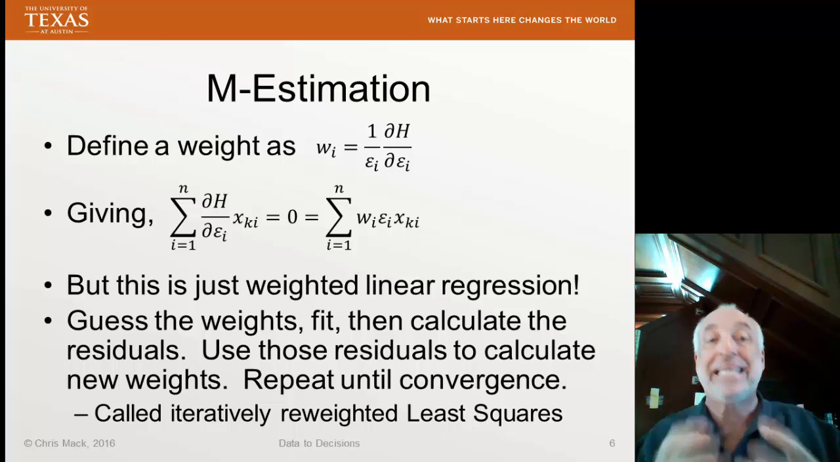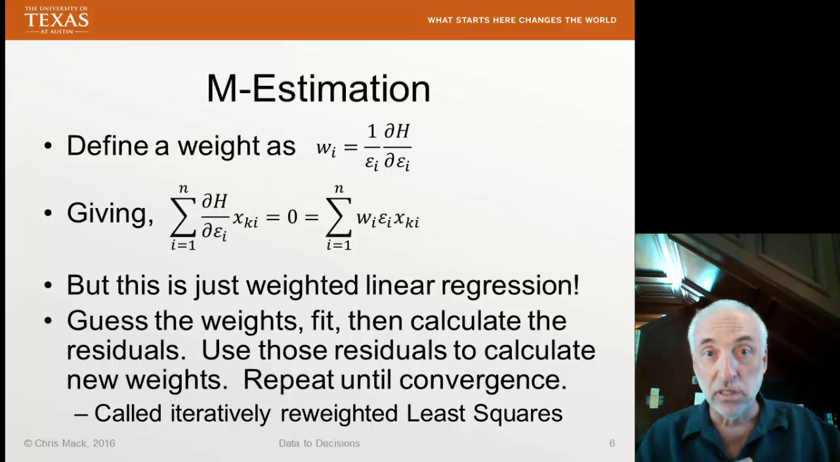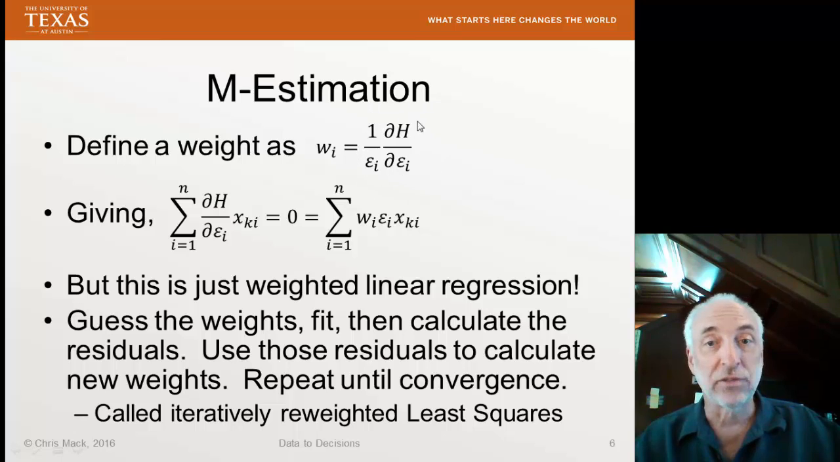Now we have a scheme that we can use to do M estimation. It goes like this. Guess the weights. Yep, guess them all to be 1 to start with. Do a linear regression, get a fit, that gives you a bunch of residuals. Once you know the residuals, then I can calculate these weights using this formula. Once I know the weights, I plug them in and do a weighted linear regression.